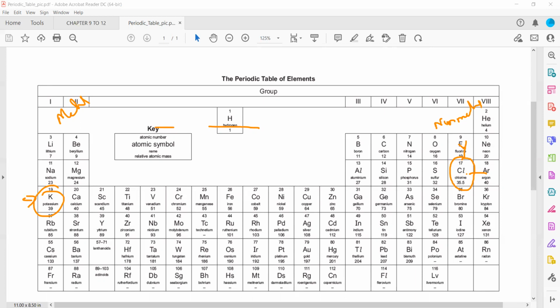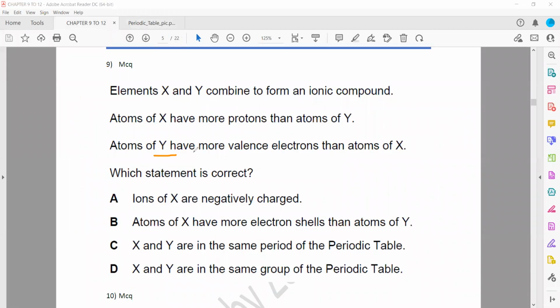So what does this give an idea of? First, the second statement: atom Y has more valence electrons than atom X. So it gives an idea that Y is a non-metal, whereas X is a metal. And then this statement: atom X has more protons than Y. It means if the metal has more protons than the non-metal, it is in another period, or it has more shells, because more protons means the next period or more shells, and the non-metal will have fewer shells because it has fewer protons.